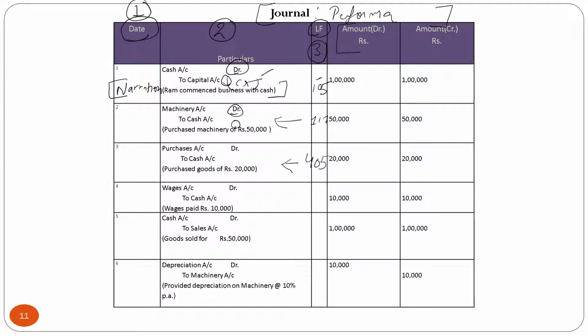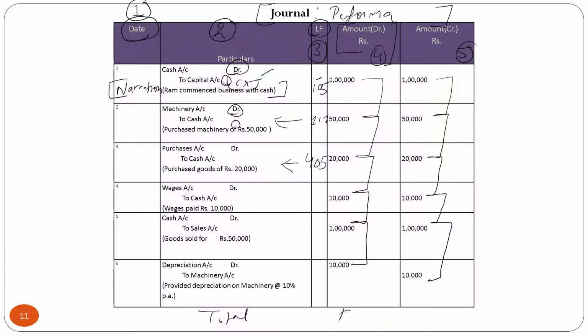And column number 4 is the amount. All the debit amounts are written in this column number 4, and all the credit amounts are written in column number 5. After we are done with the preparation of the journal, we must match that the total of the debit should be equal to the total of the credit. If so happens, it means you have prepared the journal correctly.